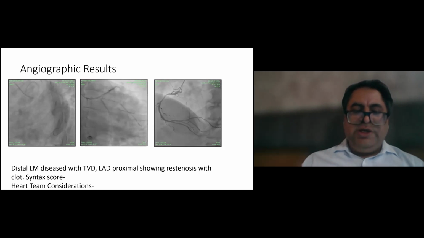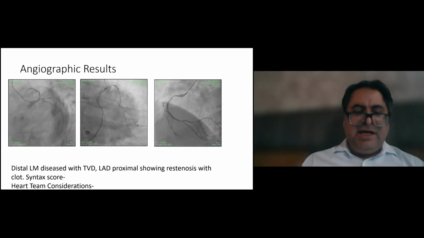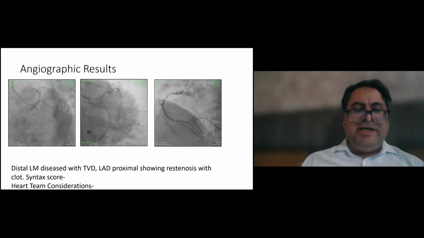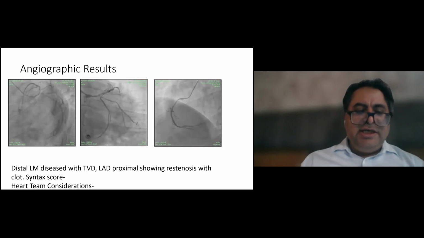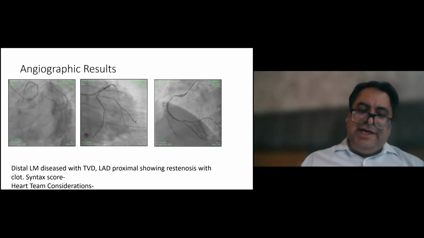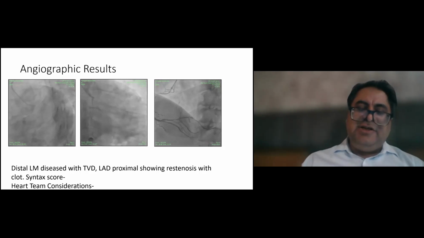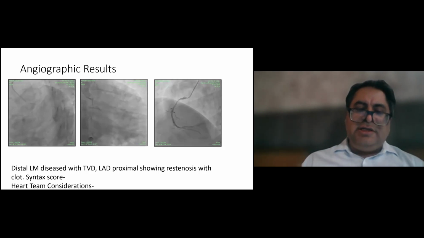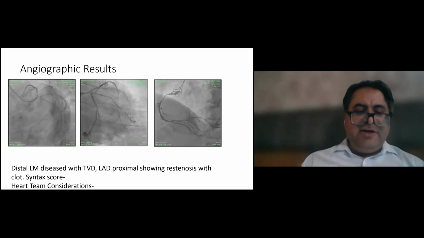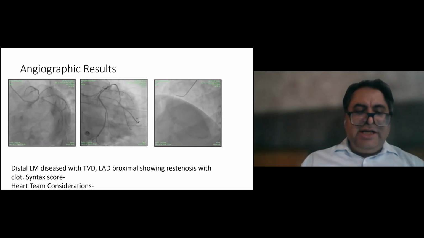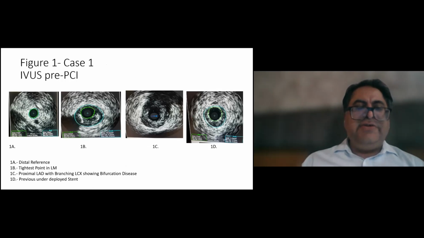LAD proximal is showing restenosis, ISR. You can see, if you can identify, there is a grade 2-3 clot also there in the proximal LAD that might have led to the clinical presentation like unstable angina. And we went ahead with the SYNTAX score and heart team considerations.